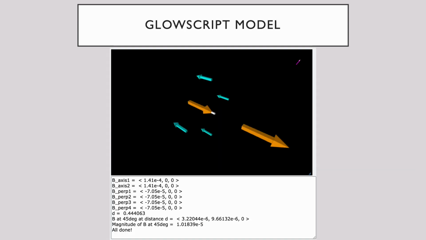So here in the GlowScript model, you can see the arrows that we drew earlier. The orange ones are the on-axis arrows, the blue ones are the perpendicular arrows. And then in purple on the top right, you can see the magnetic field arrow at a 45-degree angle.